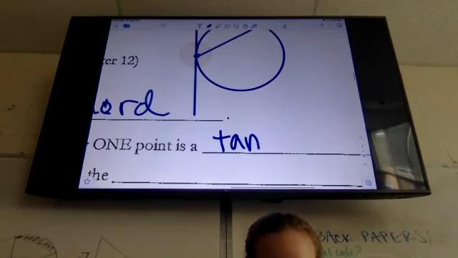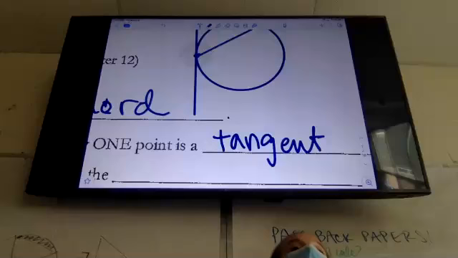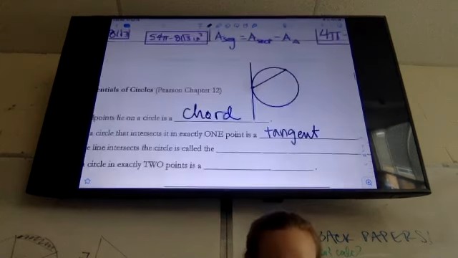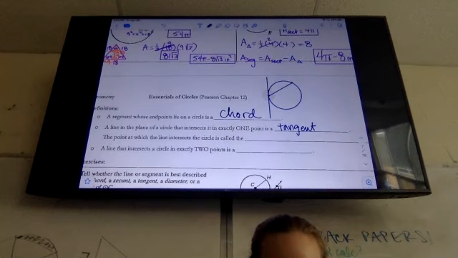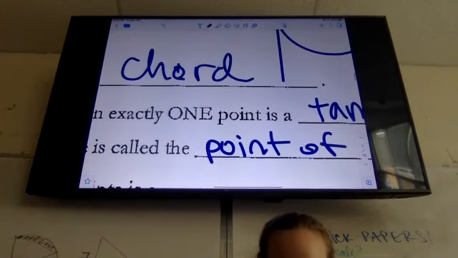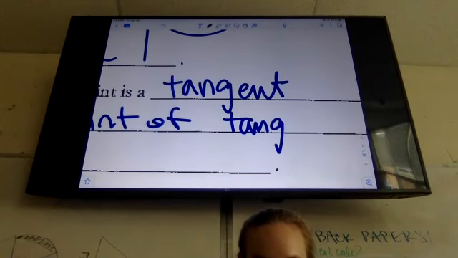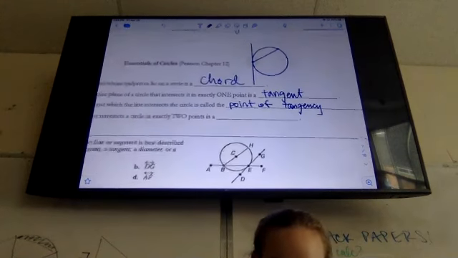Anytime there's a triangle or a shape on the outside of the circle that touches at exactly one point, they're all tangent to it. And then that point that the line and the circle intersect at is what we call the point of tangency. The center is still in the middle of the circle, but the point of tangency is the point that they intersect at.